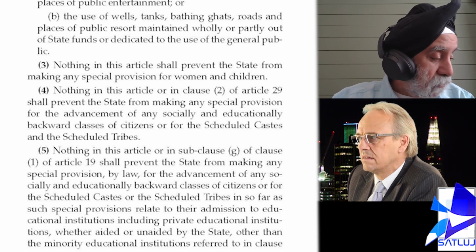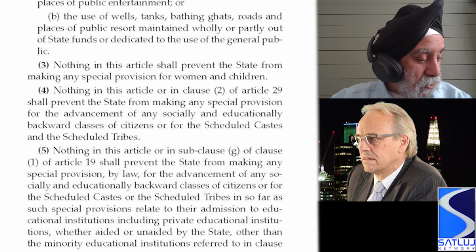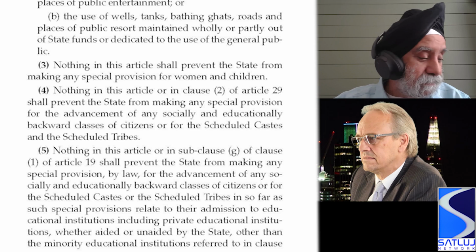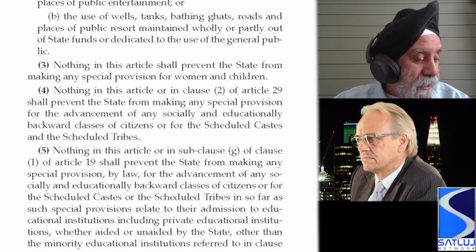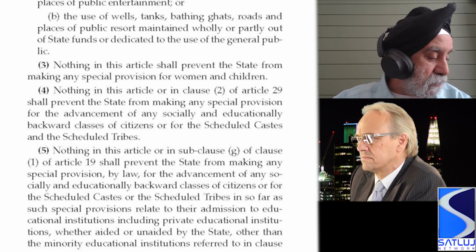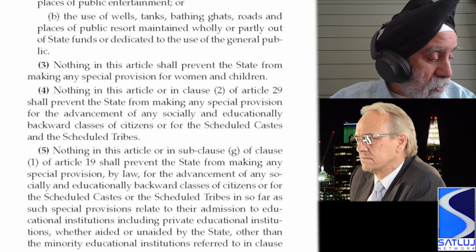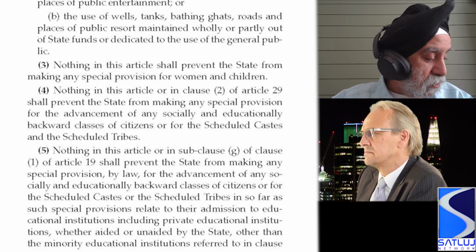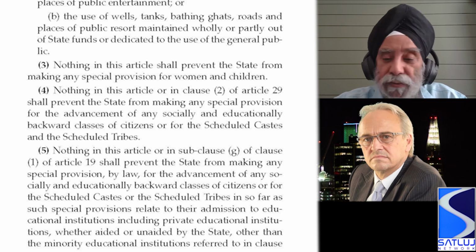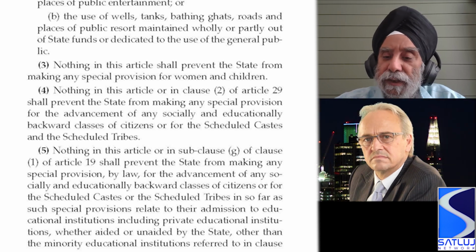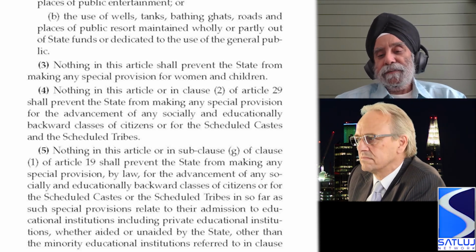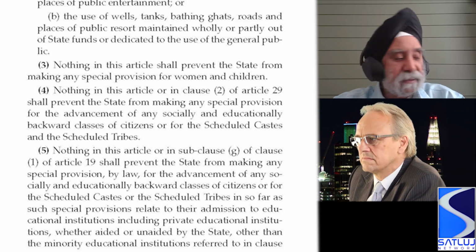All right. Number 4. "Nothing in this article or in clause 2 of Article 29," well, we haven't reached Article 29, so let's keep it on hold, "shall prevent the state from making any special provision for the advancement of any socially and educationally backward classes of Indian citizens or for the scheduled castes or the scheduled tribes." Now, as we said, if you look at scheduled castes, scheduled tribes, and other backward classes, you're looking at a caste. I think the word should be caste. It should be about 85% of the population, or the Hindu population specifically.